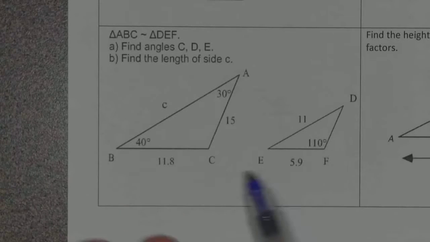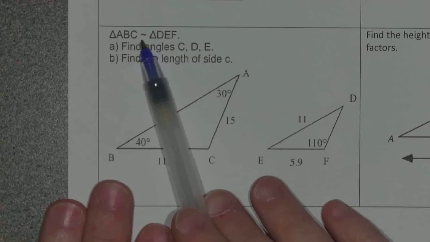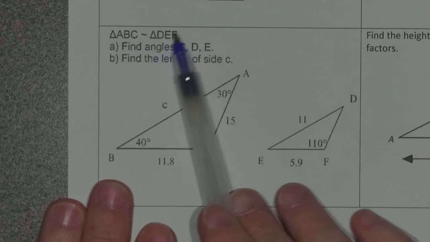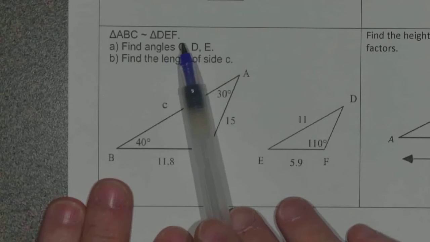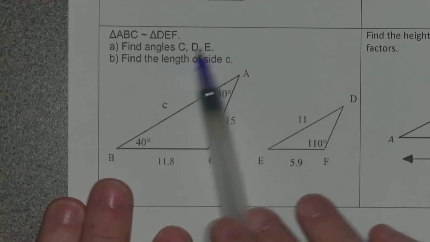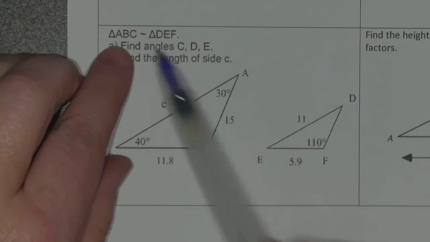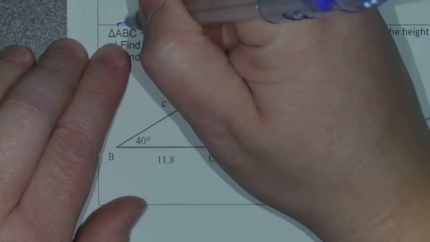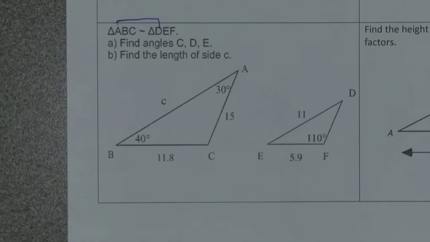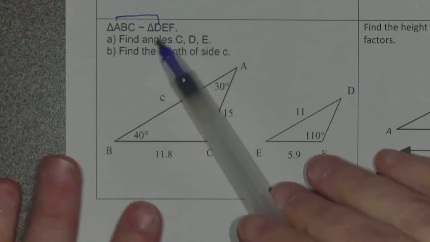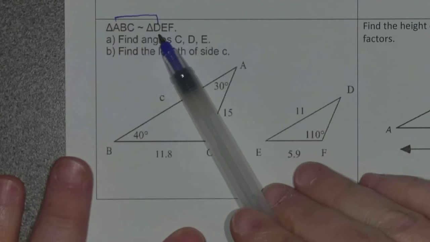Okay. So now this time it says triangle ABC is similar to triangle DEF. Find angles D, C, and E and find the length of side C. So let's mark our triangle. Do you guys remember that I said in the same order tells you what's congruent to each other? So angle A is congruent to which angle?